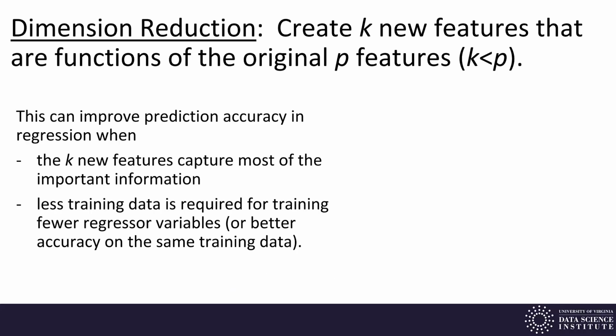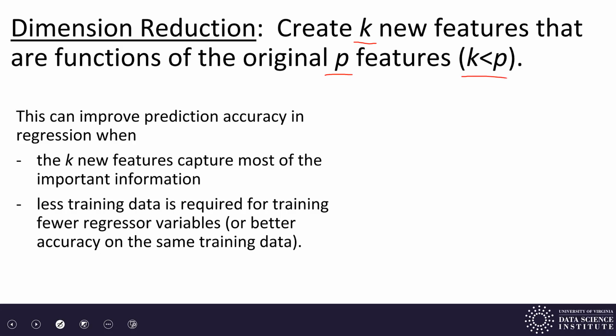Dimension reduction is a process of creating a number of new features out of the original features, where the number of new features is less than the number of original features. So the way it's written here, K is the number of new features, P is the number of original features, and then K is going to be less than P.